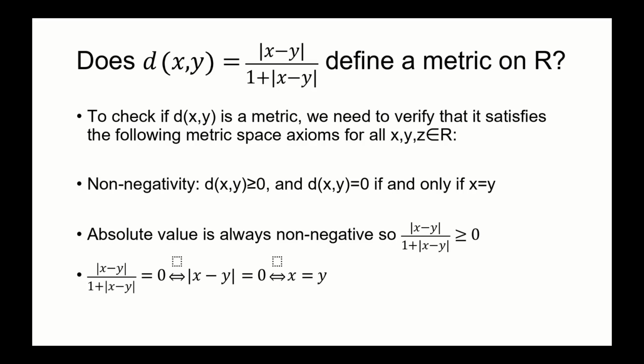And we know that if the absolute value of x minus y over 1 plus absolute value of x minus y equals 0, we can multiply both sides by the denominator and get the absolute value of x minus y equals 0, and that means that x has to equal y.